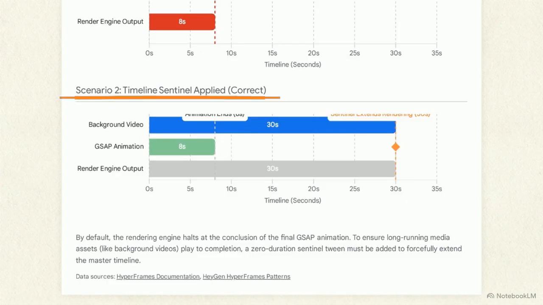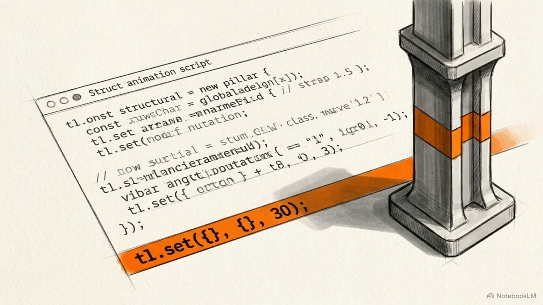Developers bypass this using the timeline Sentinel trick. They append a zero-duration dummy tween to the end of the desired length. By placing that Sentinel point at the 30-second mark, the engine stretches the master timeline, ensuring the entire video is captured. Manually padding the timeline is the direct trade-off for utilizing a system that prioritizes deterministic exactness over fluid, unpredictable rendering boundaries.